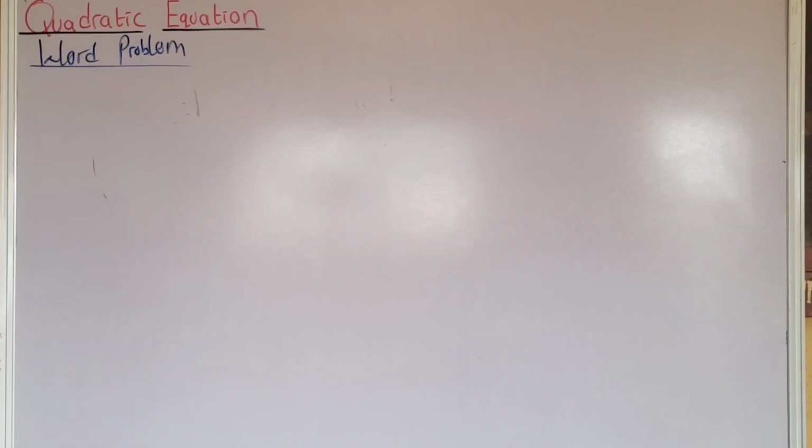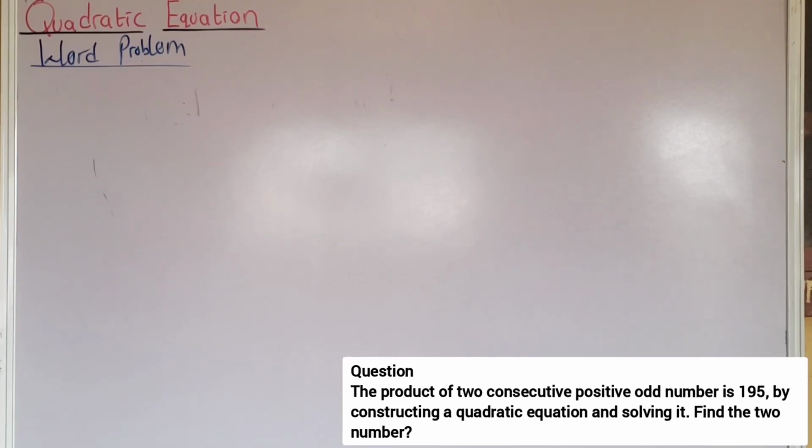In this class, we are going to learn how to solve word problems leading to quadratic equations. Okay, let's start with the first question. The product of two consecutive positive odd numbers is 195. By constructing a quadratic equation and solving it, find the two numbers.